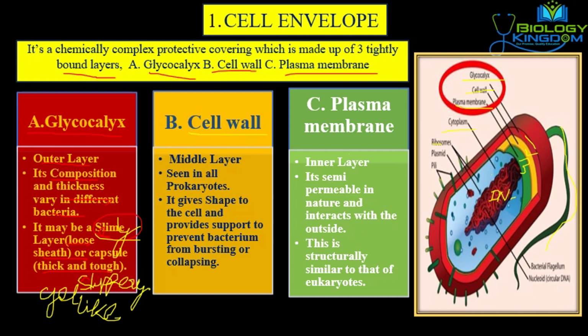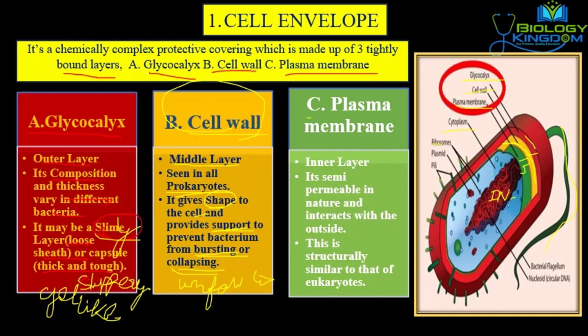Next, coming to the next part, that is the cell wall. The second one, this yellow color layer, is the cell wall, which is the middle layer, seen in all the prokaryotes. This is mainly responsible for the shape of the cell and support for the bacterium by preventing the bacterium from bursting or collapsing. So during unfavorable conditions, this cell wall helps the prokaryotes by supporting them in order to prevent the bacteria from bursting or collapsing.